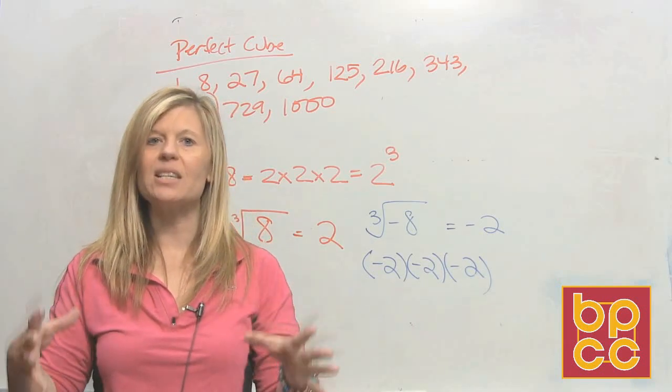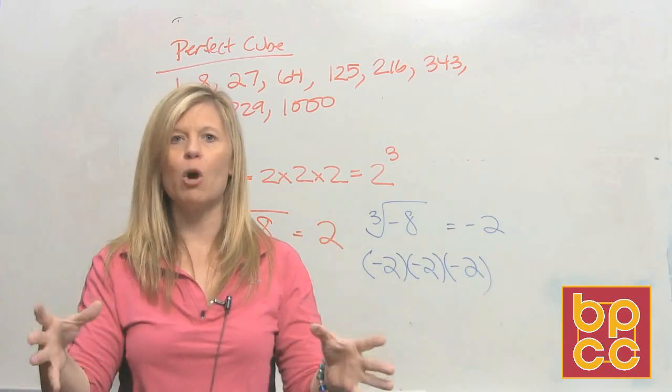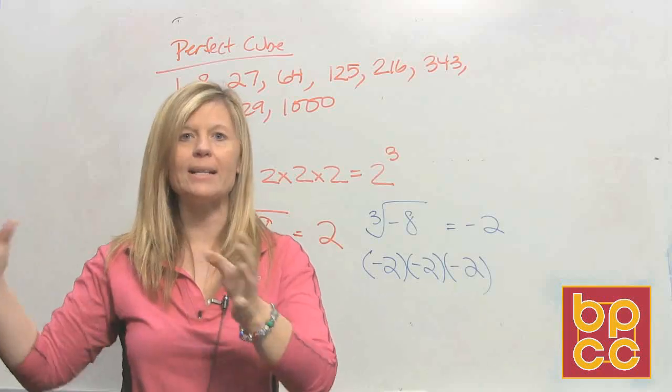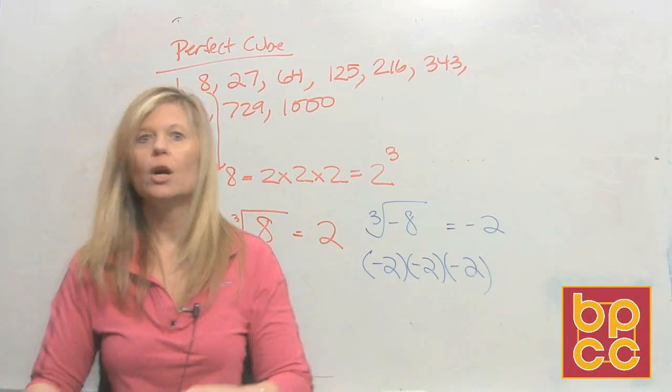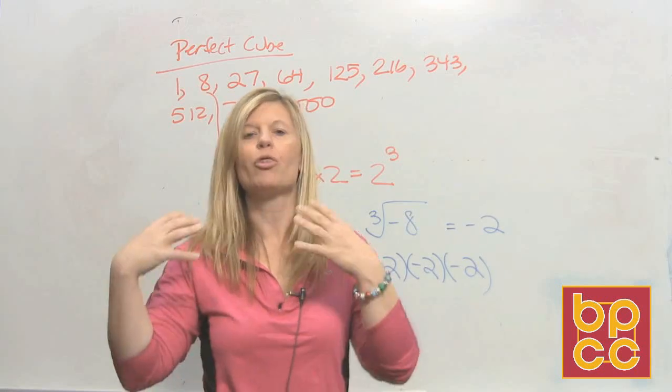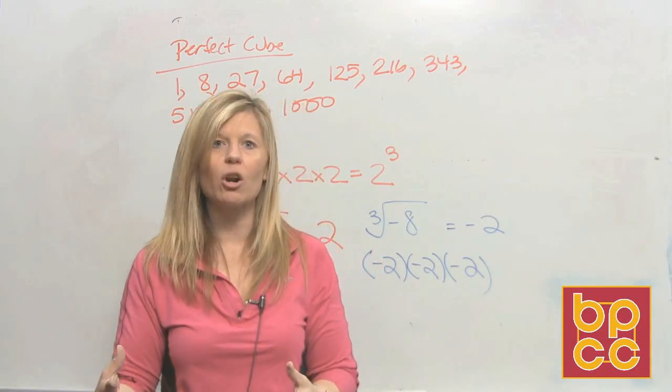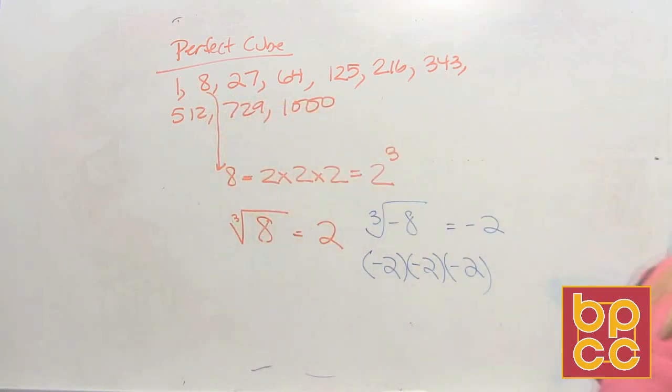The concept is the same. Roots means multiplying the same number so many times. Square root means to multiply a number 2 times. Cube root means to multiply the same number 3 times. So now let's look at our notes and look at some other roots.